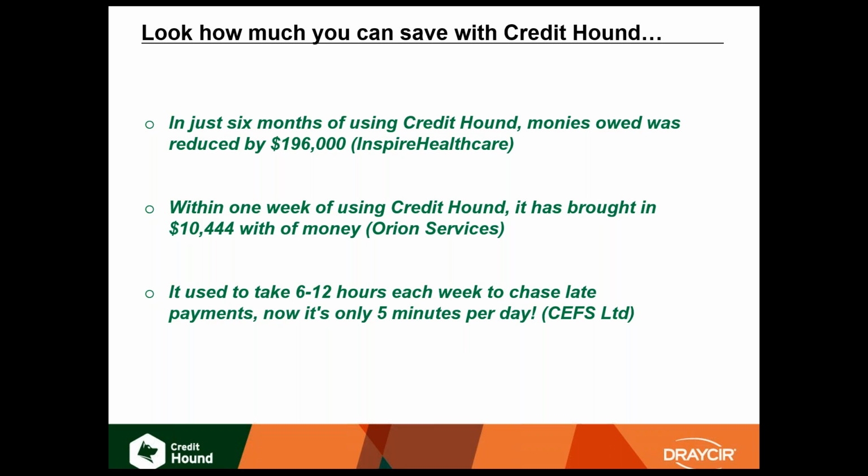So just a couple of examples for you, a range of different size customers. The top customer there has around 60 staff across the whole business. Within 6 months of using Credit Hound, their amount of money reduced was around $196,000. So again, not insignificant at all. Now, within 1 week of using Credit Hound, the next customer, who has only 14 people, increased their cash flow by just over $10,000. But all of them are saving time and working man hours every day and every week.